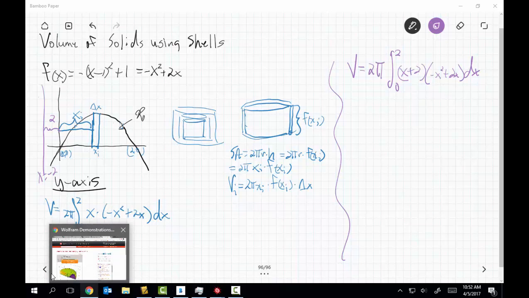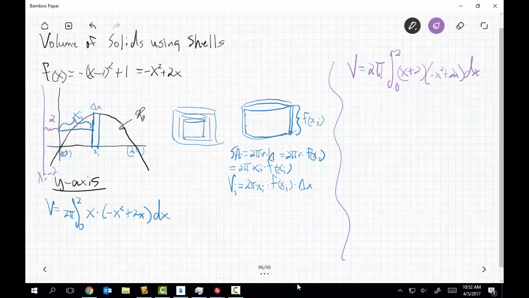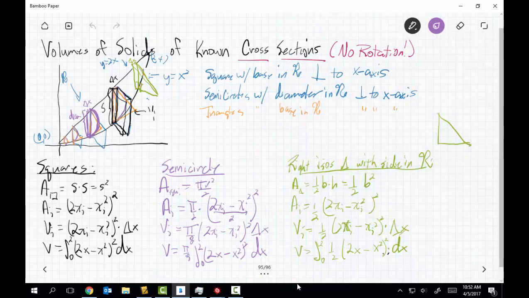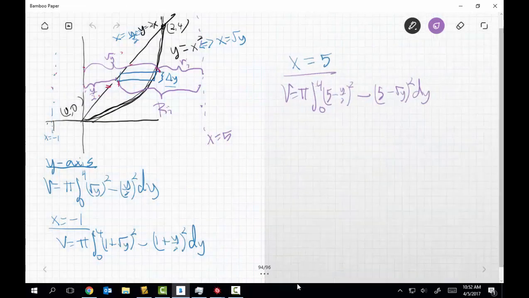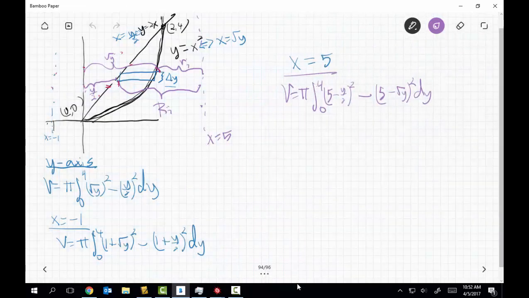If we go back to here, remember, all of our slices of action, like in this case, were perpendicular to vertical lines, right? This was perpendicular to the y-axis.